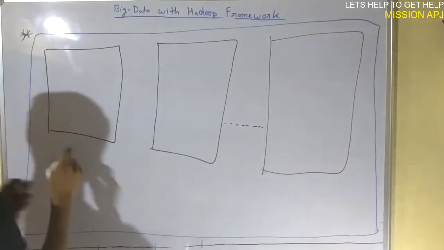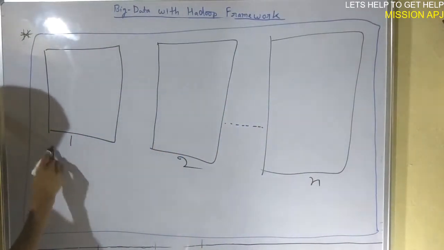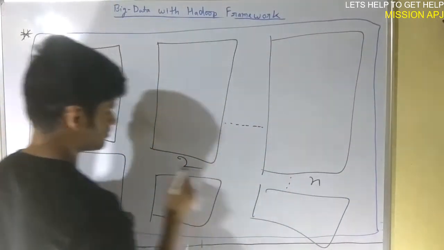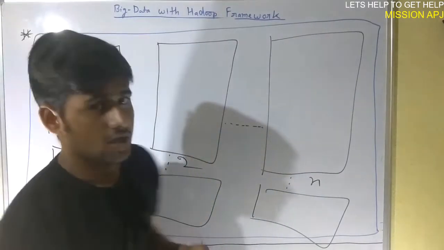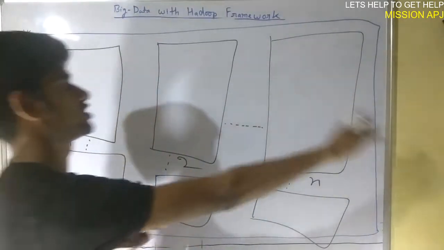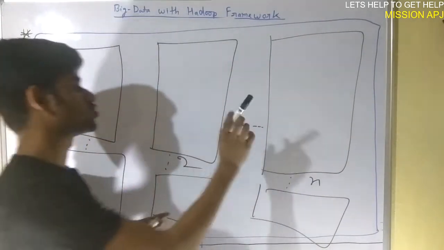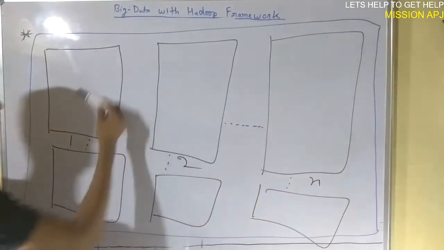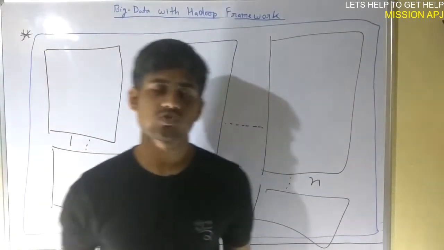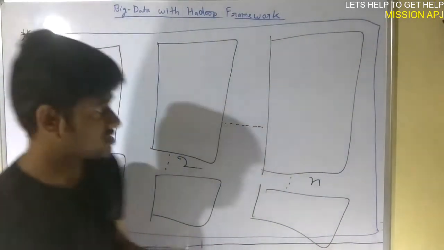So cluster 1, cluster 2, cluster n. Similarly, lots of clusters will be there. This whole wall is our data center, and from one to n, horizontally as well as vertically, it shows your clusters: cluster 1, cluster 2, cluster 3, up to cluster n. So a huge number of clusters are there, and each contains nothing but a number of systems in a single line. Let us draw that also.